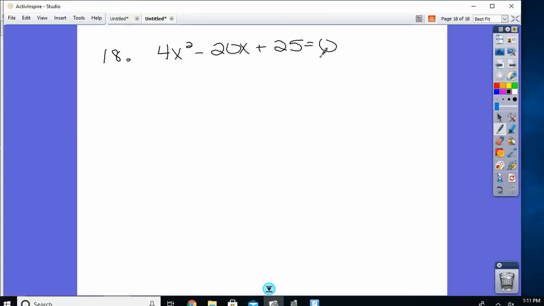Alright, so with quadratics, we always get one side to be 0. Then we check to see if there's a greatest common factor. Is there anything that we can pull out of this? No. So then we do the box method. We have to look if we can do the shortcut or not. You can do the shortcut when it's just a 1x squared. This one isn't, so we have to do the entire box method.